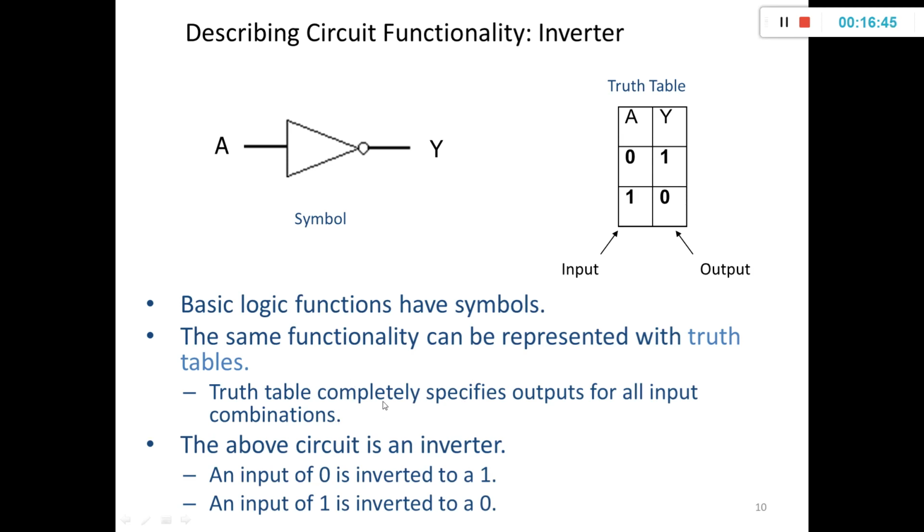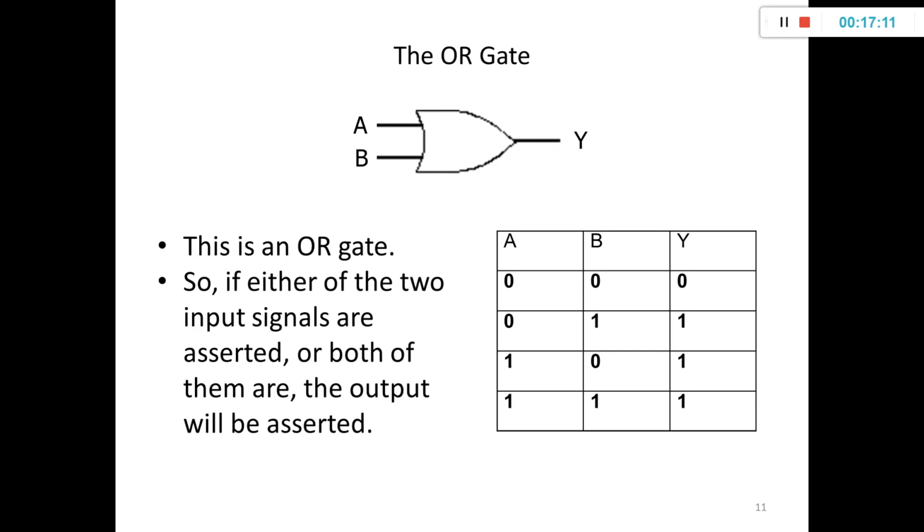A truth table completely specifies the output for all input combinations. That is, for all input combinations we have the output, and that is what is mentioned in the truth table. Next, the above circuit is an inverter. That is, an input of 0 is inverted to a 1, and an input of 1 is inverted to a 0. So this is about the functionality of an inverter.